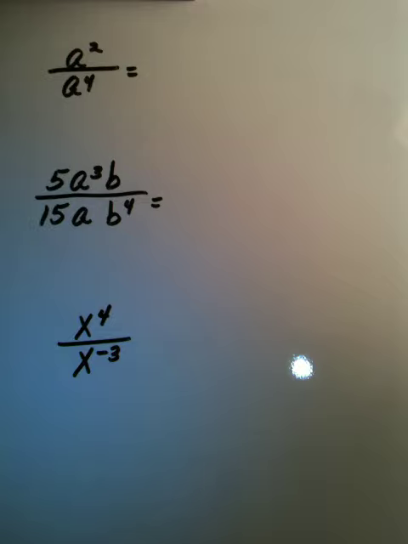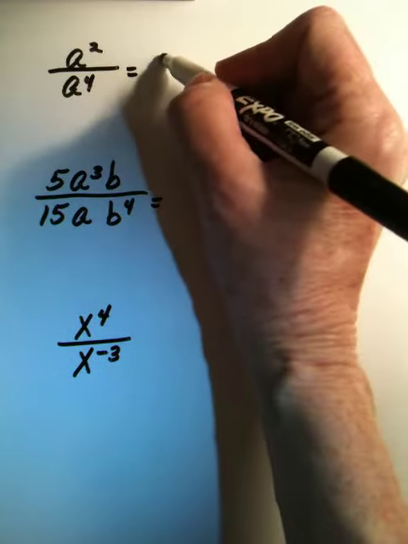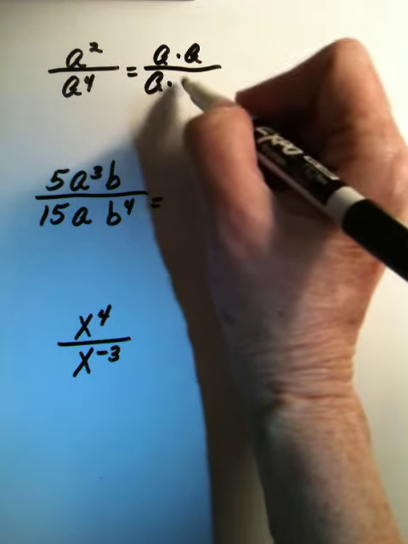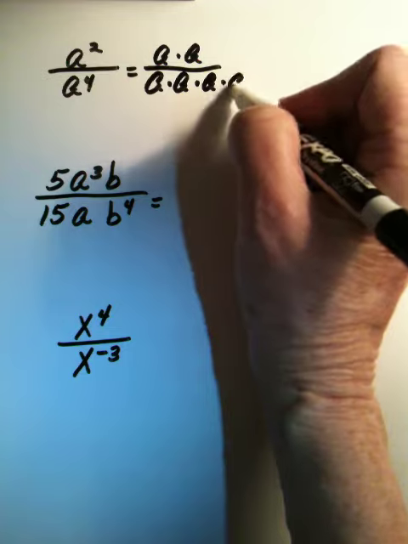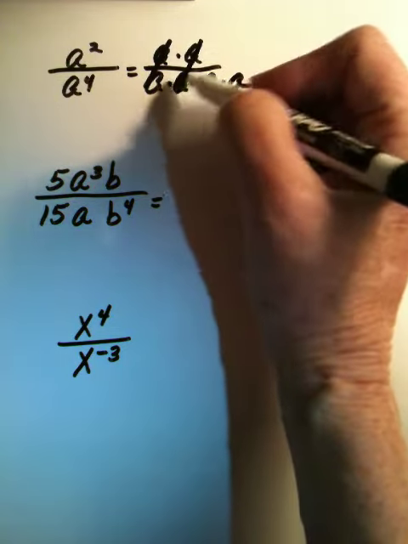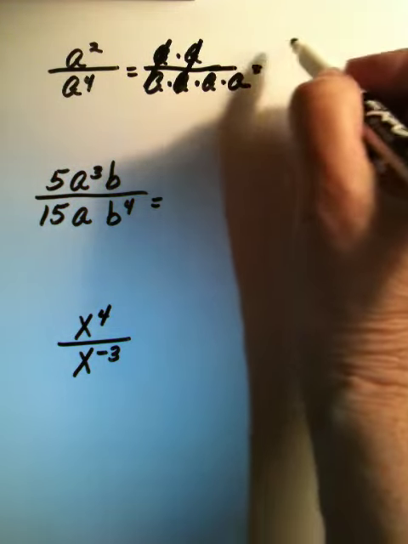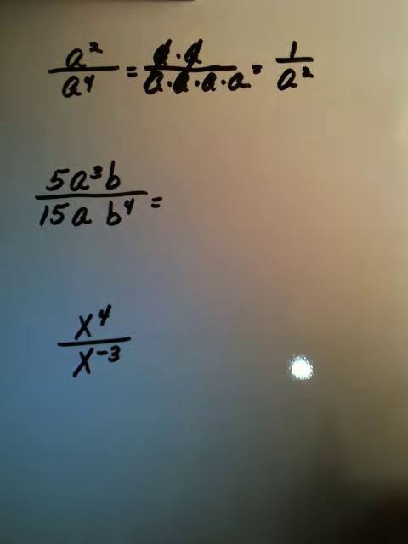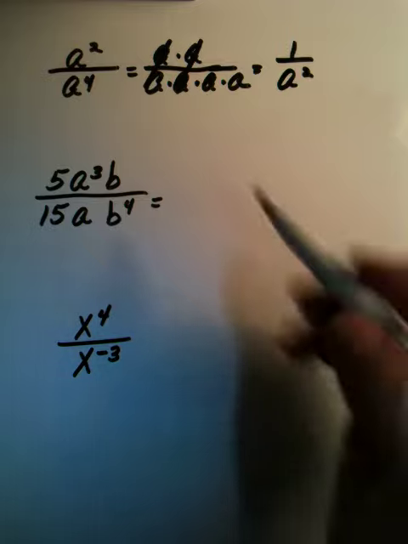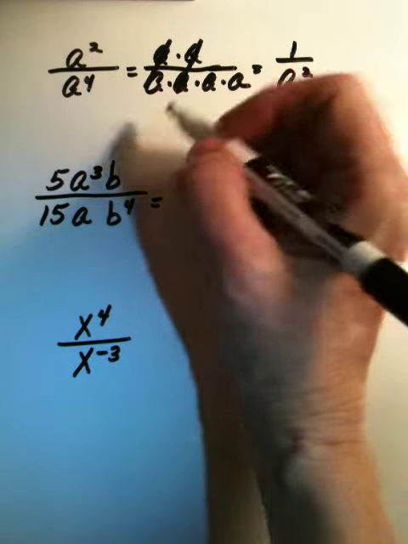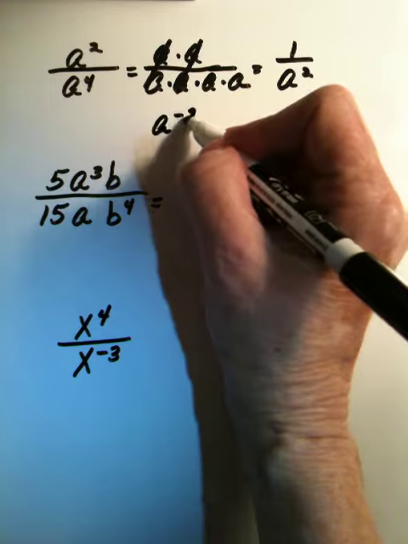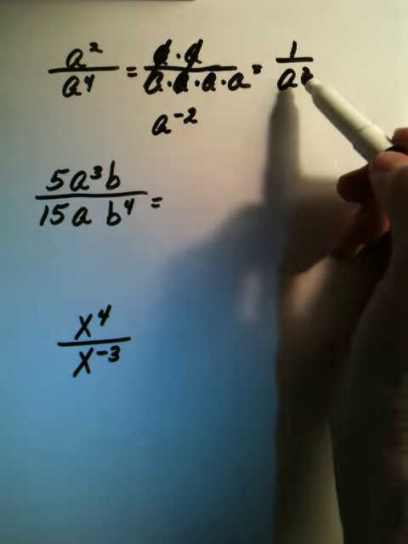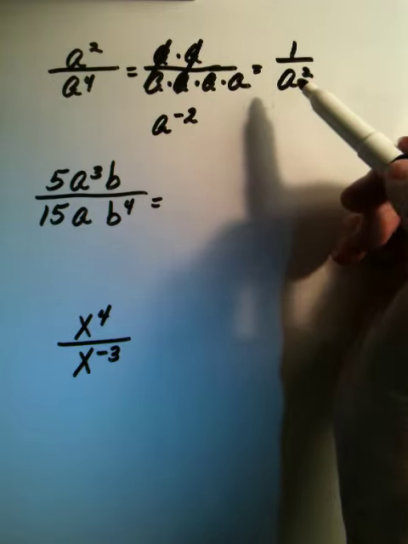You have a squared over a to the fourth. You can write it as a times a, and on the bottom it'd be a times a times a times a. Two of these a's will cancel out, leaving 1 over a to the second. If you take our shortcut and subtract, 2 take away 4 is a to the negative second. So a to the negative second power or 1 over a squared are the same thing.